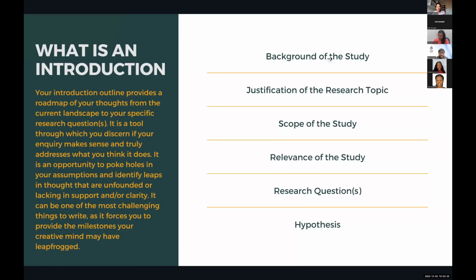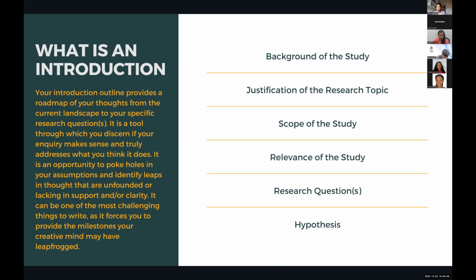So what is an introduction? As I have laid out here, your introduction outline provides the roadmap of your thoughts from the current landscape of whatever you're researching to the specific research question or questions. It is the tool through which you discern if your inquiry even makes sense and truly addresses what you think it does. So it's an opportunity to poke holes in the assumptions that you may have made, and that usually leads to the type of research question that you have. And then it identifies leaps in the thoughts that are either unfounded or lacking support or clarity.